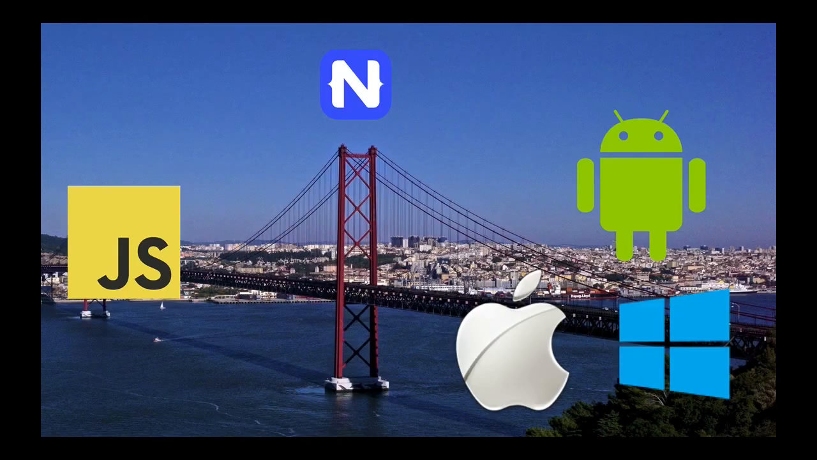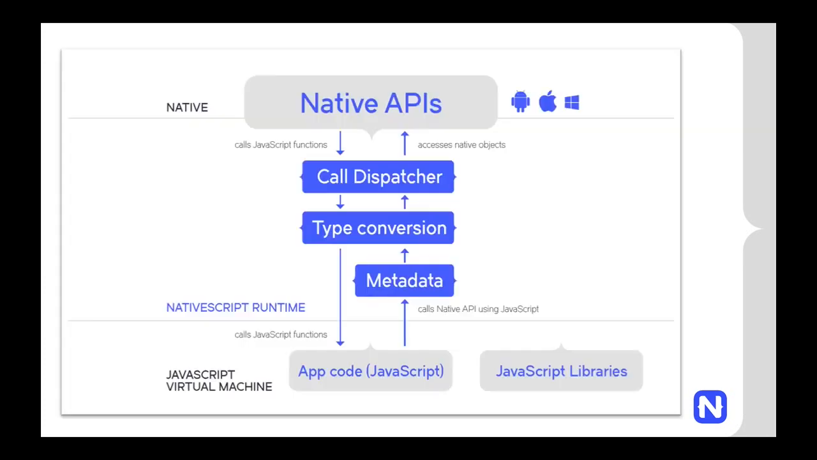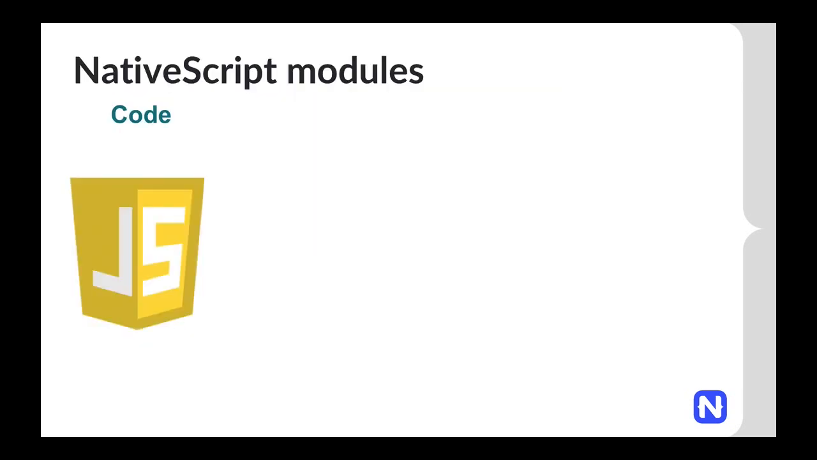NativeScript bridges the gap between JavaScript and native mobile app platforms and ecosystems, and it does this by leveraging the JavaScript virtual machines, including V8 on Android and WebKit on iOS. In a nutshell, NativeScript is a runtime that allows the JavaScript app code you write to be converted and call native APIs to access native objects.